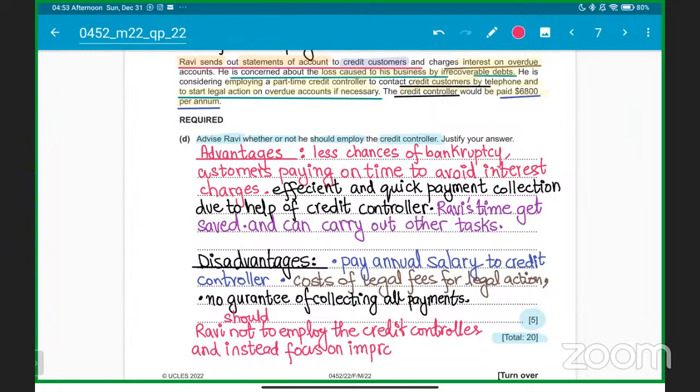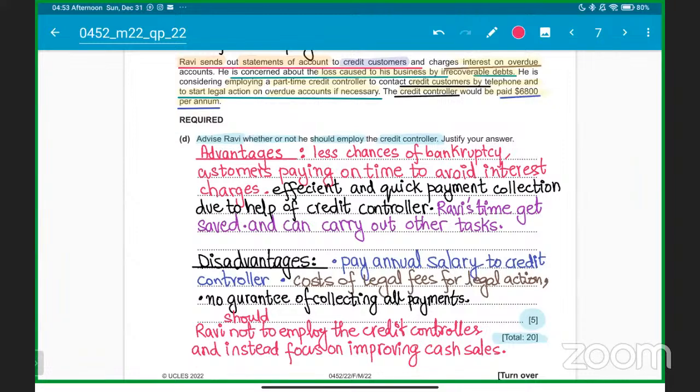This is my point. Make sure 1 mark is for the decision. You can go, Ravi should employ the credit controller because it will help him reduce the workload, as well as reduce the expenses of irrecoverable debts, doubtful debts, and those things. Make sure you write it in one line: instead focus on improving cash sales. This is what I have written, but anyone else can write a different point. Make sure 2 marks are for writing the advantages in about 3-4 lines with proper explanation. Two marks for writing the disadvantages clearly, and then 1 mark will be for the decision whether you should employ or not. You have to give yes or no.